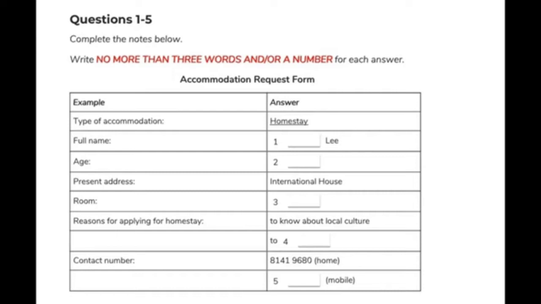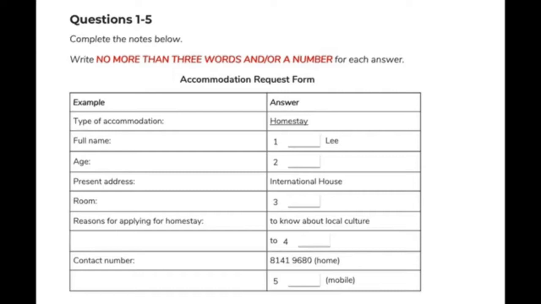Good morning. Good morning. I'd like to apply for a homestay. Right. Sit down, please. Well, I need to take down your details first. Okay. What's your full name? My name is Aaron Lee. Do you spell your first name A-A-R-O-N?